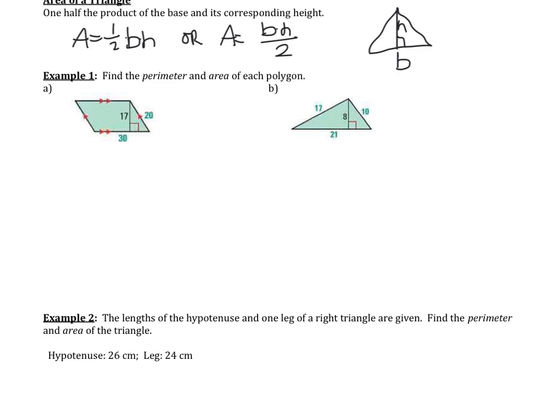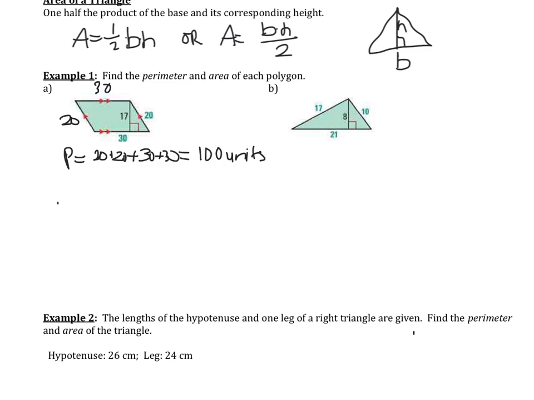So this next example here, it says find the perimeter and area of each polygon. Again, perimeter, you just add up everything on the outside. So this first one, my perimeter, if this is a parallelogram, that means I know that this should be 30 and this right here should also be 20. So I add them all together. So I've got 20 plus 20 plus 30 plus 30. And when you add all of those together, you should get 100. And again, don't forget to label this. In this case, it doesn't really tell us, so this is going to be units.